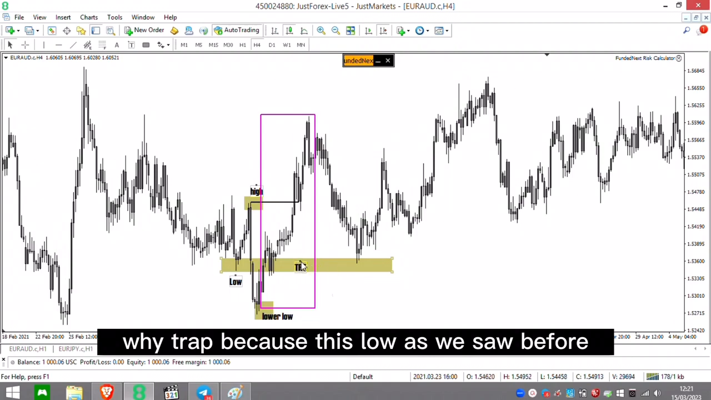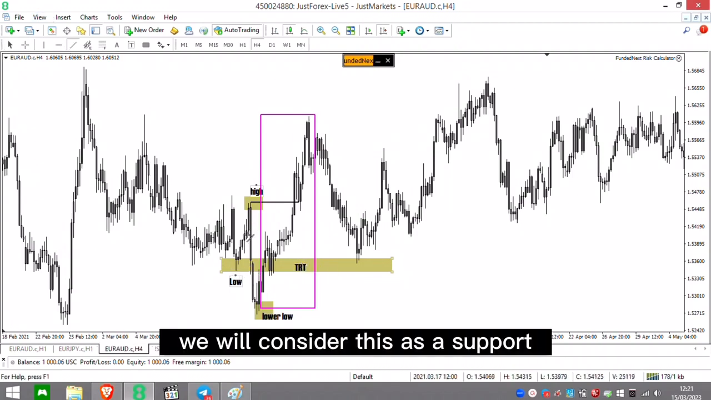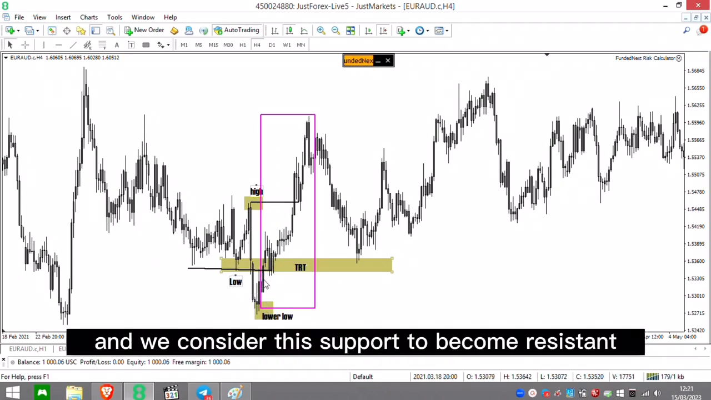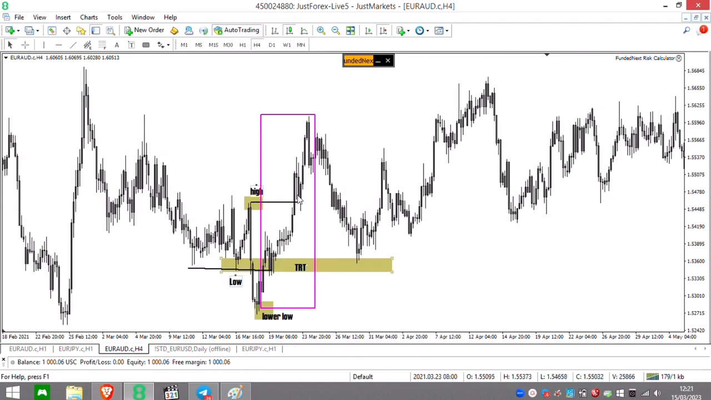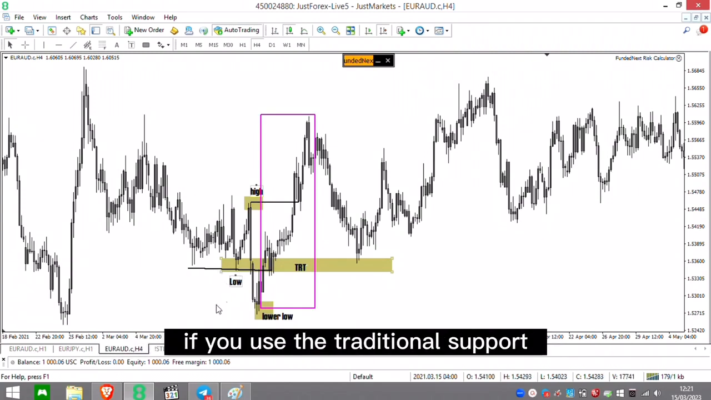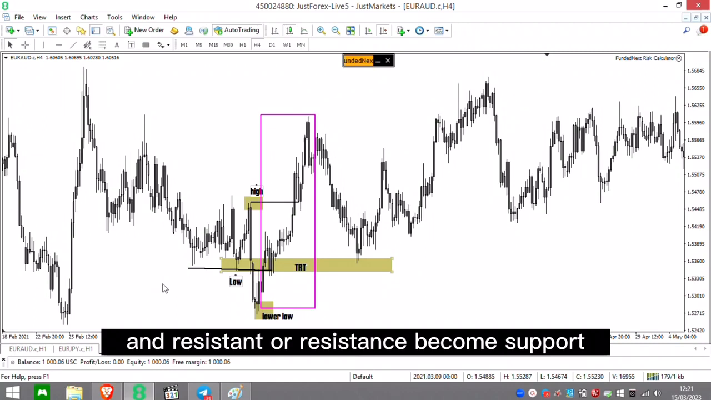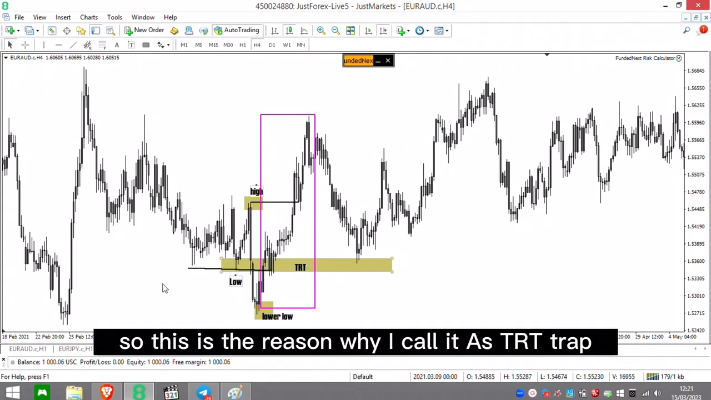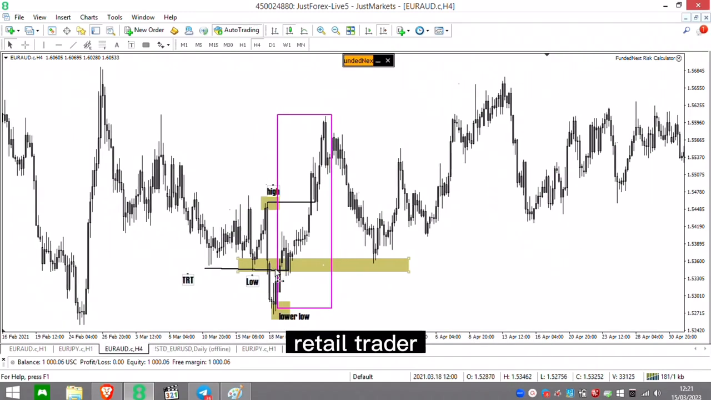Why trap? Because this low, as we saw before, we will consider this as a support, but it breaks, and we consider this support to become resistance, but it breaks and fails and hits all of the retail stop loss, including us. If you use the traditional support and resistance, or resistance become support, or support become resistance, we will hit multiple stop losses. So this is the reason why I call it TRT, trap retail trader.